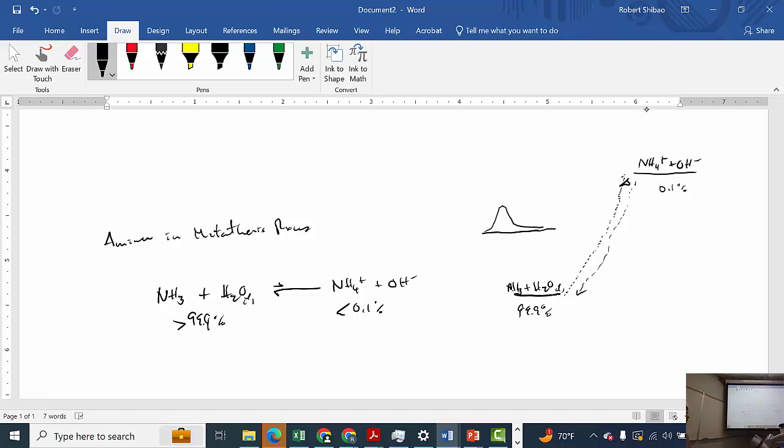But in this case, for ammonia, we're going to have enough. Now, is that enough to react in a metathesis reaction, this tiny bit of hydroxide that forms? Yes. This is actually enough because hydroxides are so insoluble for a lot of metals.